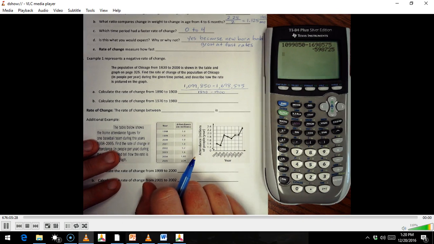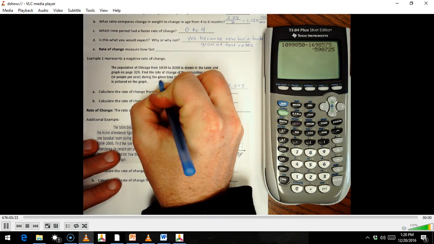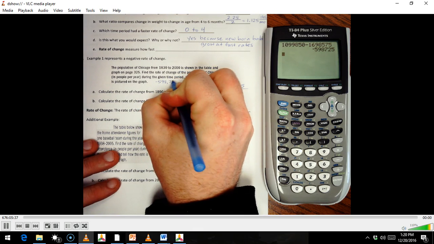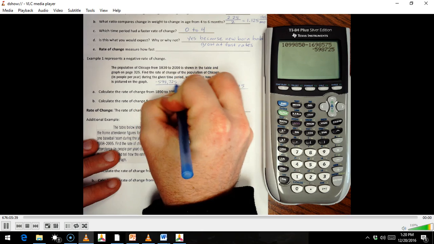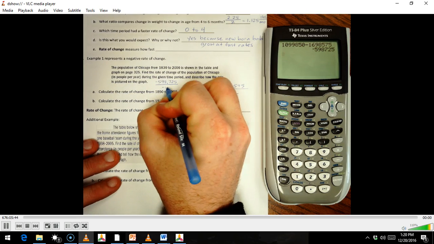Negative 598,725. So I'm going to put that right here. Negative 598,725 divided by, this is clearly going to be negative 10. So I'm going to take this answer, I'm going to divide it by negative 10. My answer is going to be positive.